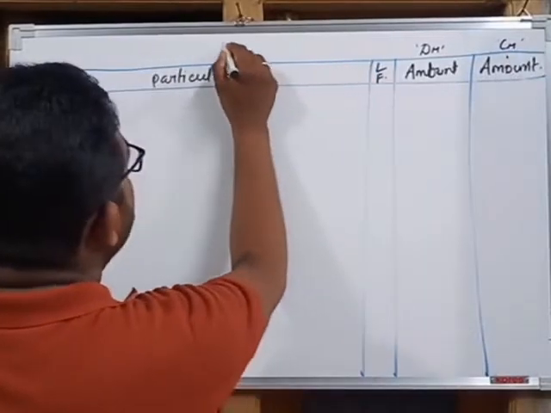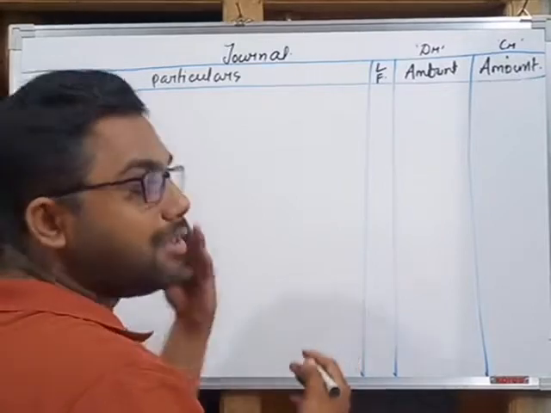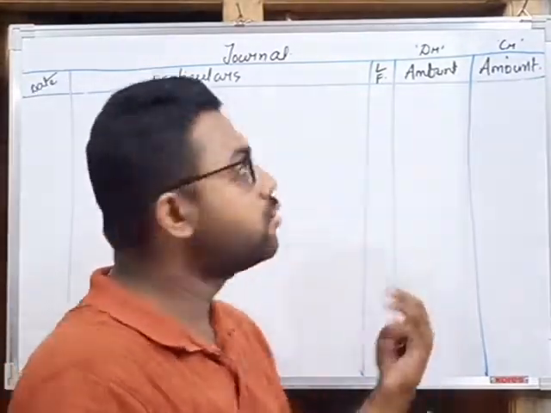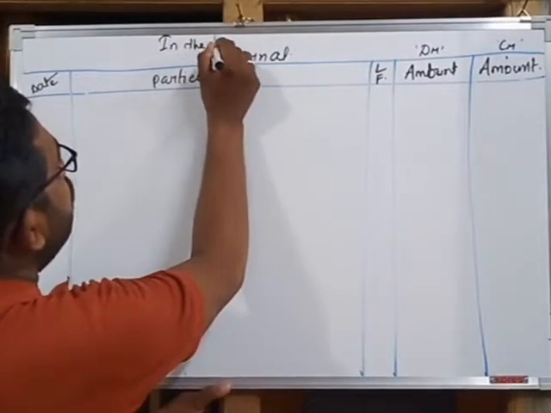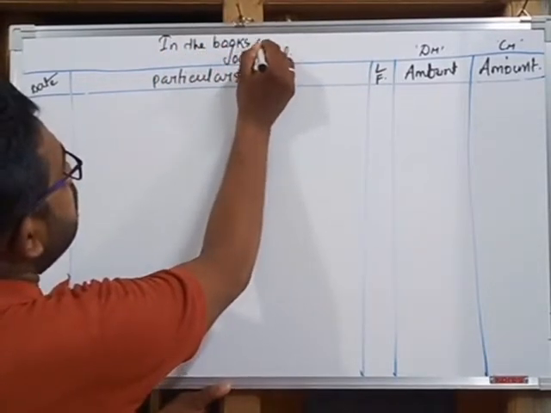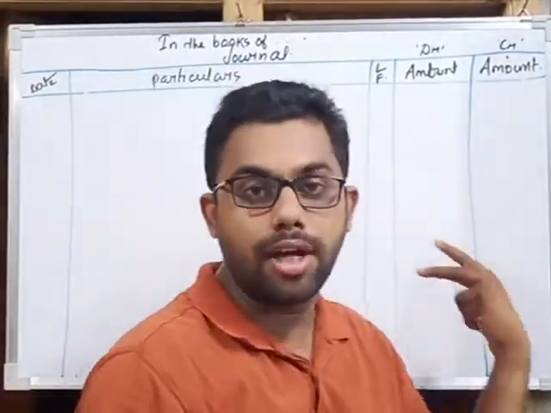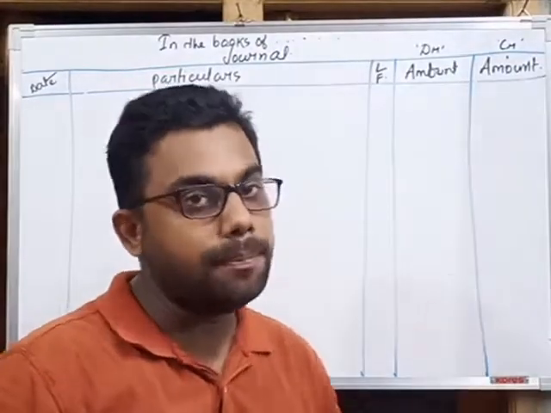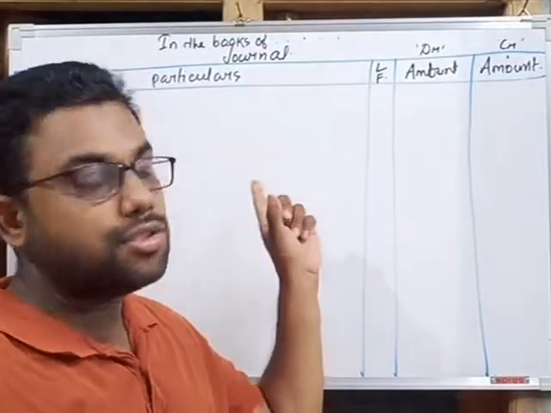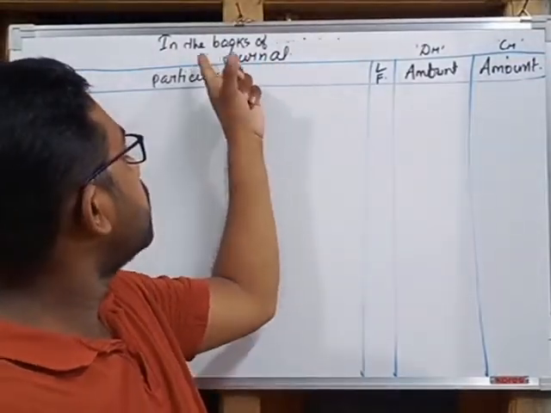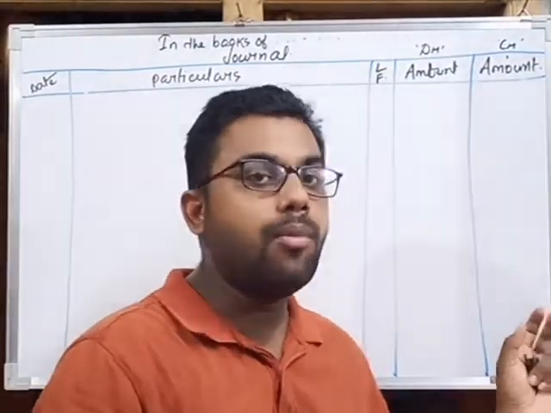And what is it? Our journal. It is the journal of a business, so at the top we have to write the name of the business: "In the books of ...". I don't know whose business or whose journal this is, but it is the journal of one's business, so we write the name of the business at the top. That means in the books of the name of the business.